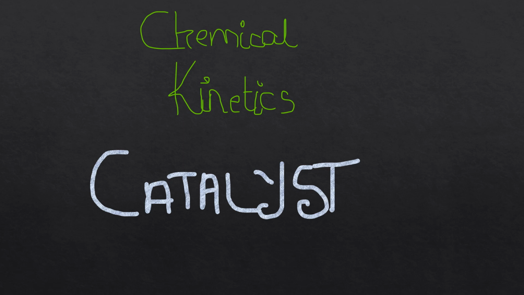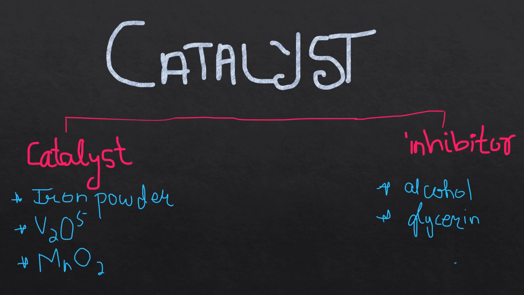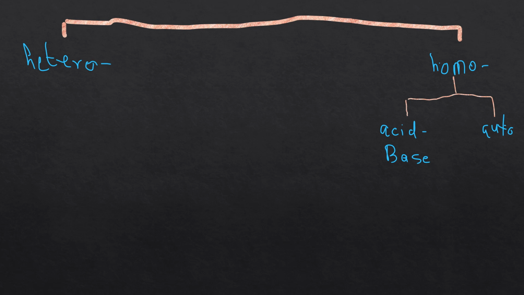Hello viewers, this lecture is based on the chemical kinetics topic catalyst, but in this lecture we're going to talk about the processes or the classes of catalyst. As I told you in the previous lecture about the catalyst, its types and some common examples, and also I told that there are two classes, homo and hetero, in which the homo has again two species known as acid, base and auto. We're gonna discuss those species.